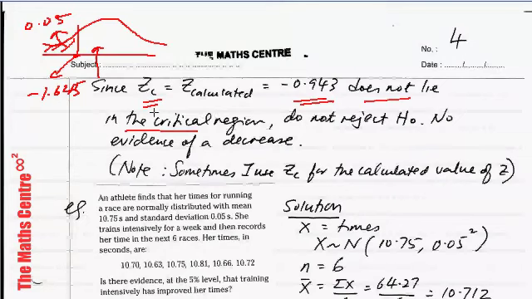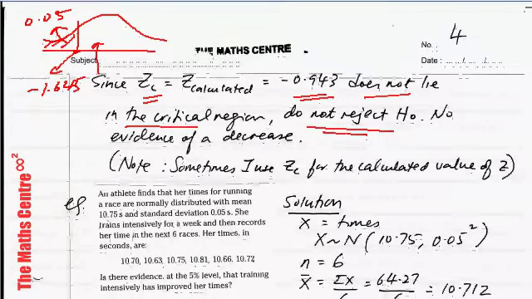Again, the Z calculated, negative 0.943, does not lie in the critical region, so do not reject H naught. Therefore, there is no evidence of a decrease. Good. Let's look at our next example. Let's read it carefully.